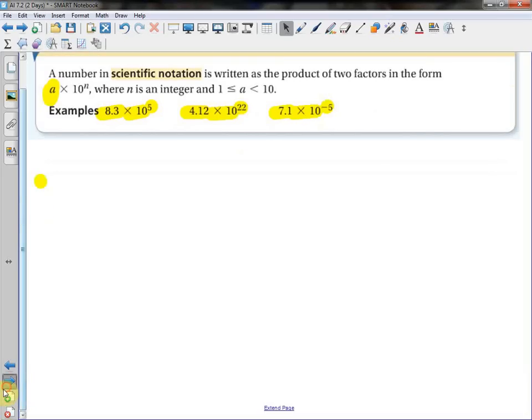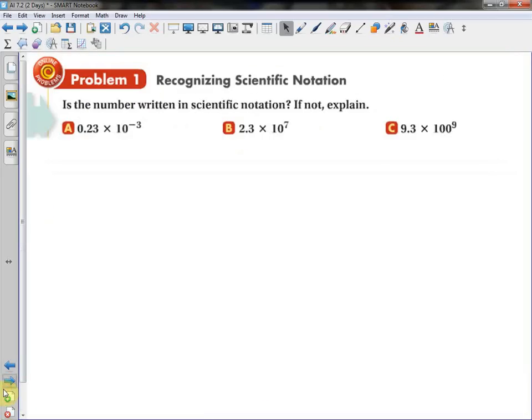Now let's try problem 3, where we want to tell if they are or are not scientific notation. So let's look at number A. If we look at A, we have 0.23 times 10 to the negative third. Well, things that I see that are perfectly fine, right? Base of 10. Exponent is good, right? It's a whole number. It's good. But there's something wrong with that A value.